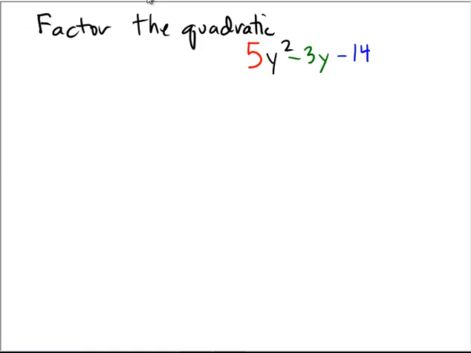Hello, we are going to factor the quadratic 5y squared minus 3y minus 14. Some of you may already know a technique, many different techniques actually, for this in which the leading coefficient is a 1, and I'm going to show you a technique that was introduced to me by a student. I can't remember her name, but it really makes this almost into the same type of problem with a couple tricks.